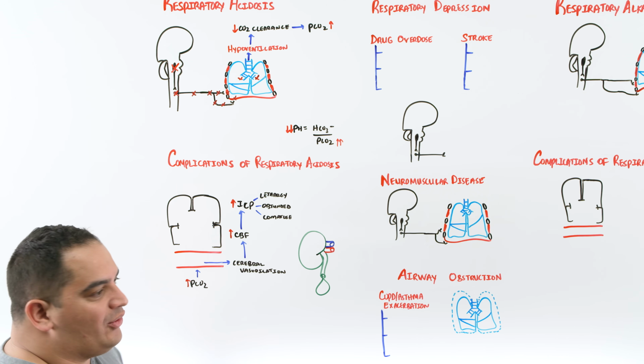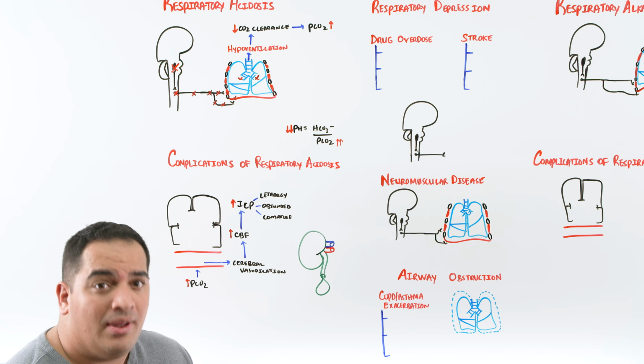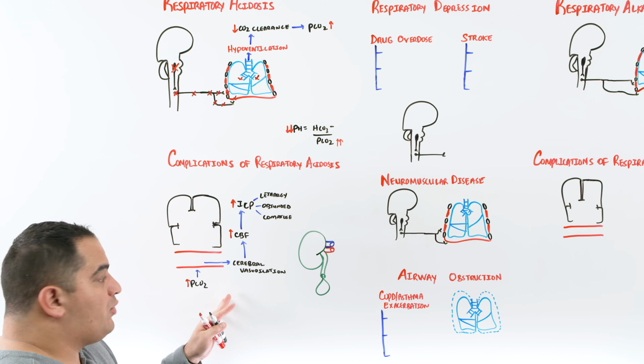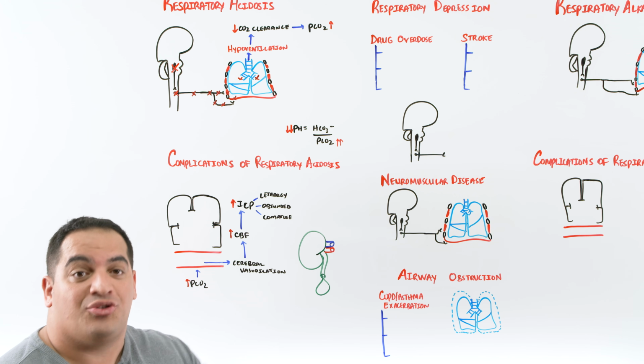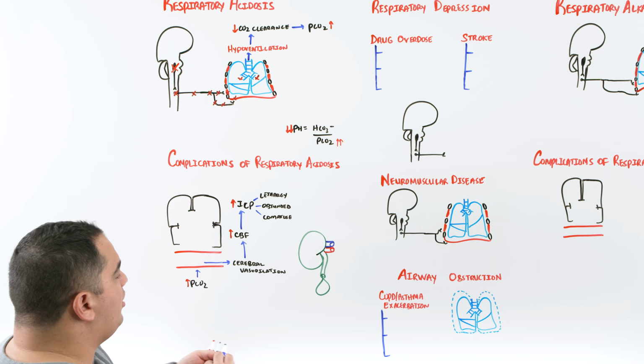I think that's the big thing to remember: if you already have an intracranial pressure problem, the ICP is high. If you add respiratory acidosis into the mix, it can potentially worsen their intracranial pressure. That's where you want to add this in.